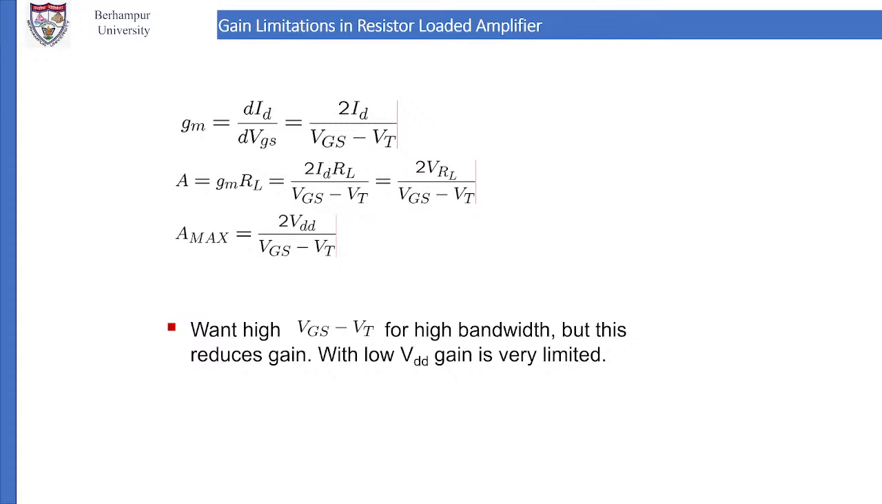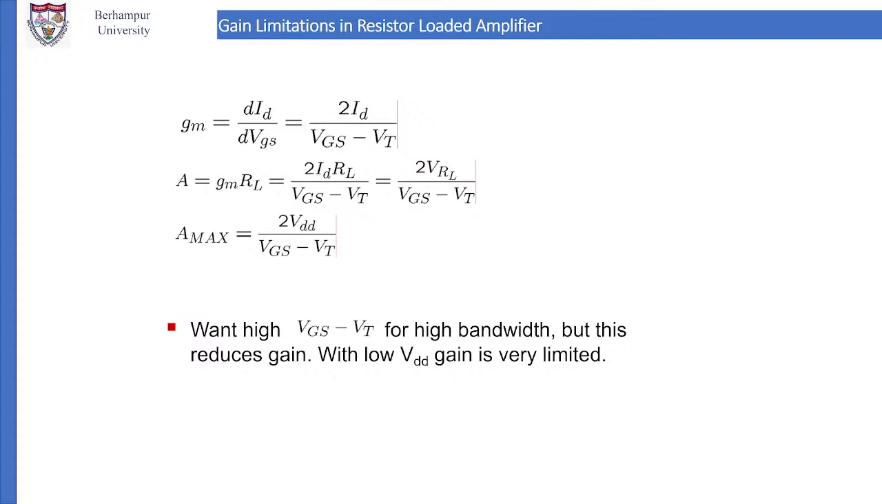So VGS minus VT will increase the bandwidth, but if you look at this, A is inversely proportional to VGS minus VT. So if we increase VGS minus VT, A will decrease, which means it will reduce the gain. So while we are trying to increase bandwidth, we are reducing the gain. But gain, as we have seen, is also dependent on VDD. So low VDD will again limit the gain. If we have lower VDD and we are trying to increase the bandwidth, then gain will be very limited.